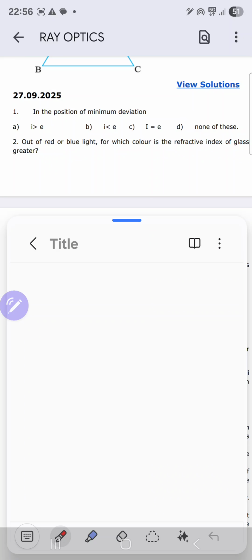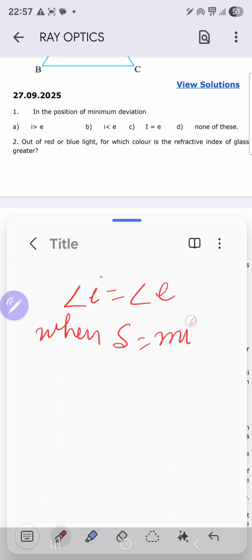Today's questions. First question: in the position of minimum deviation, is I greater than E, meaning the angle of incidence is greater than the angle of emergence, I less than E, I equal to E, or none of these? Under the conditions when the ray going through the prism becomes parallel to the base, the angle of incidence becomes equal to the angle of emergence.